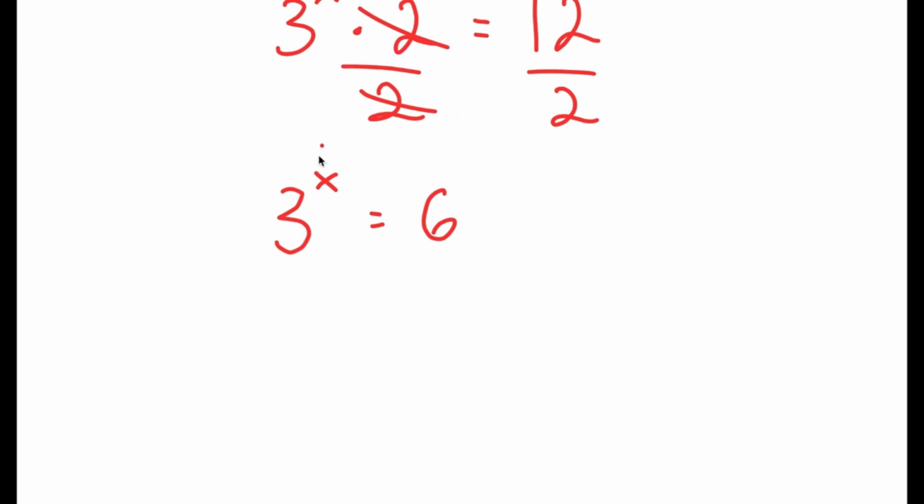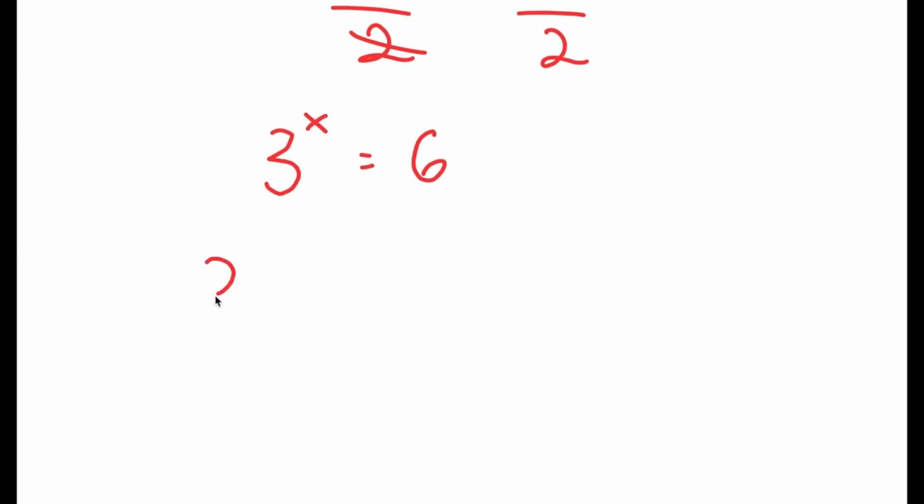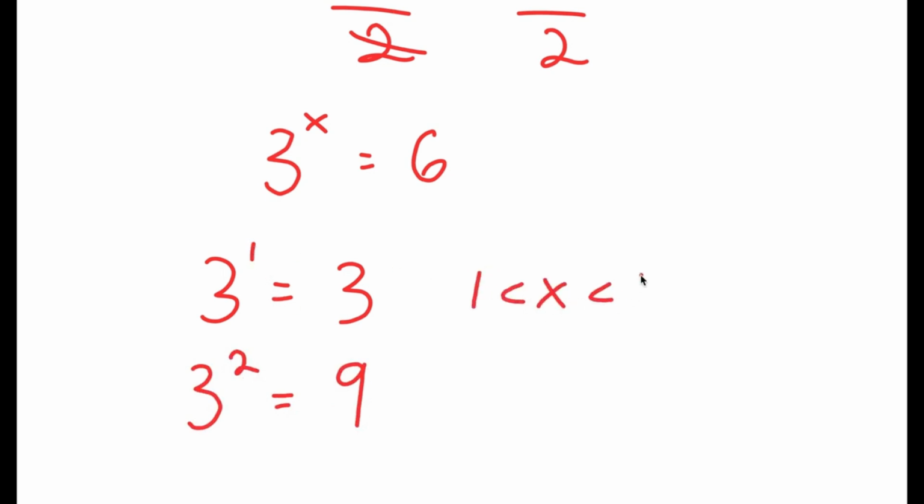So to solve this, well, we know that x is going to be a decimal because 3 to the power of 1 is 3 and 3 to the power of 2 is 9. So x is going to be somewhere in between 1 and 2. So we want to find the exact value of x. So how are we going to do that?